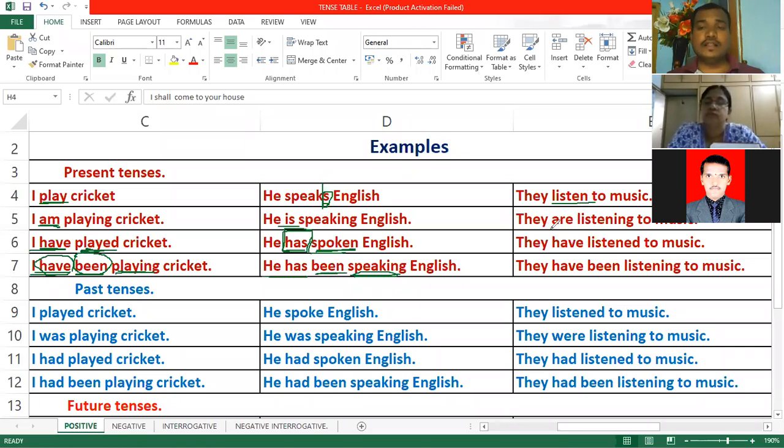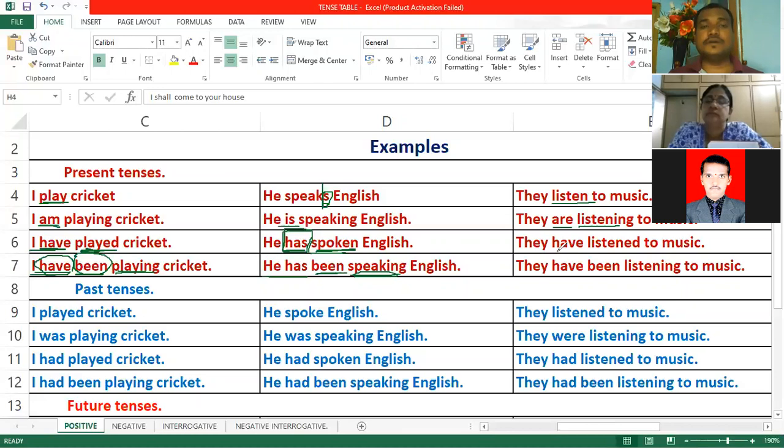For all plurals, we are, you are, they are, we should use the plural helping verb: first person plural, second person plural, and third person plural. If you observe, all plurals always follow the same rule. That is why I'm giving only one example for plural. They listen to music. They are listening to music because it is continuous tense, so there should be V1 plus ing.